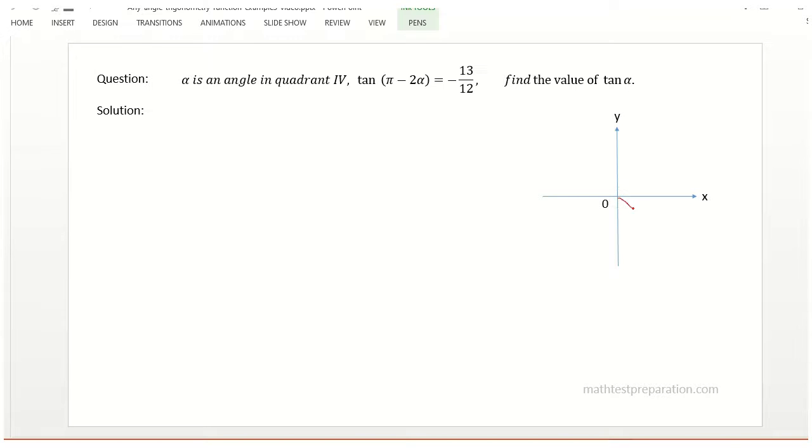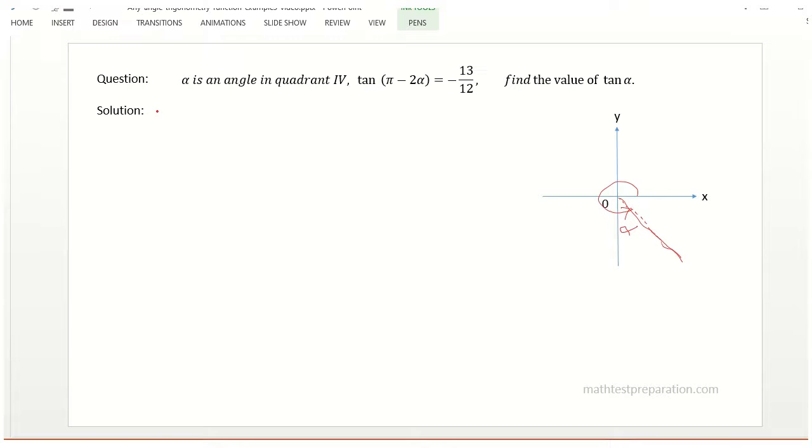This is the terminal side of the angle alpha. The angle alpha is in quadrant 4. This is a straight line. This is alpha. We need to find the value of tangent alpha. We are given tangent of (pi subtract double alpha) equals a negative value.